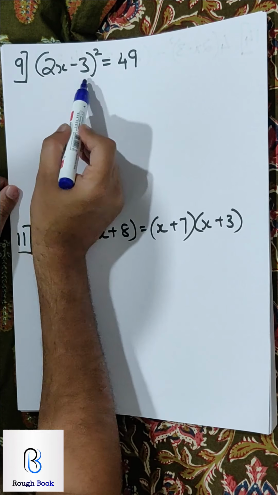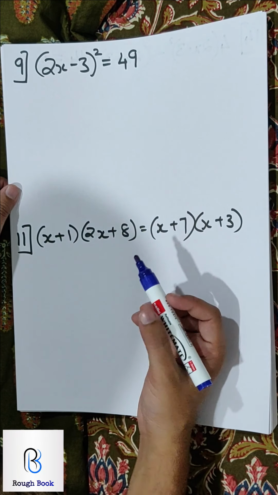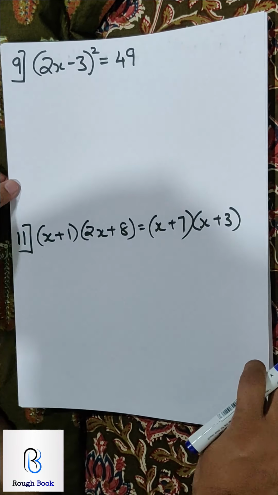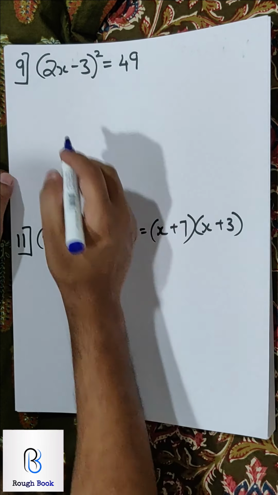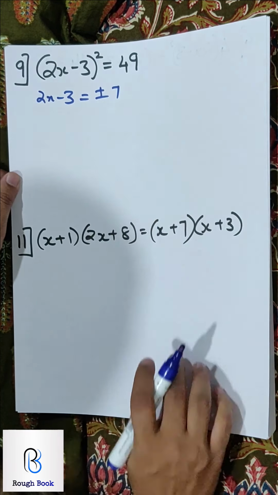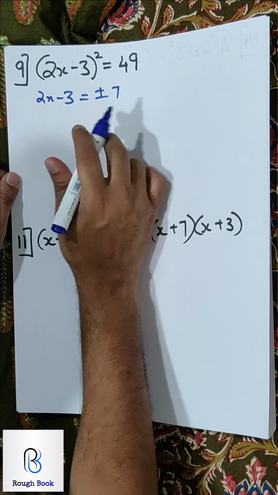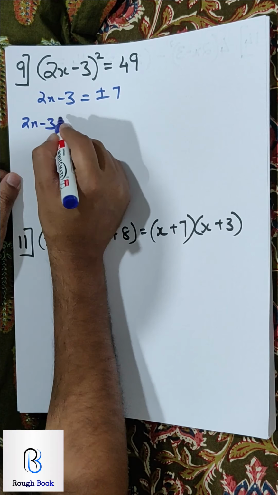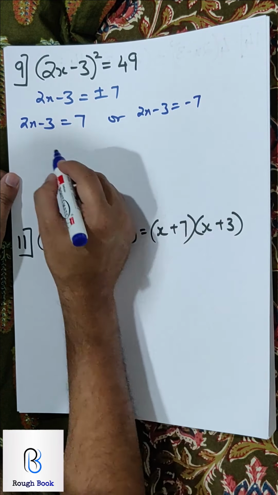Two methods to solve. Either open this with a minus b the whole square or take square root on both sides. But while taking square root on both sides, you got to be a little cautious. Take it, I'll tell you if you're making a mistake. So when I take square root, 2x minus 3 equals plus or minus 7. Both conditions have to be taken. If you're taking only plus 7, it's wrong. So I'll get 2x minus 3 equals to 7 or 2x minus 3 equals to minus 7.